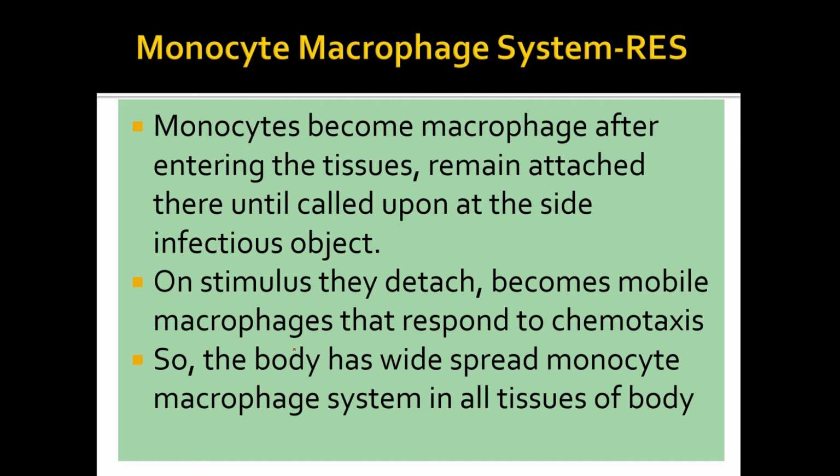They stay there until called upon at the sites of infectious objects, and this call is basically in the form of some chemotactins that we have already discussed. So on the stimulus, they detach and become mobile macrophages that respond to the chemotaxis. So the body has a widespread monocyte macrophage system in all the tissues of the body. We will look at what are the different tissues where these macrophages are present in large quantity to give defense to the body.